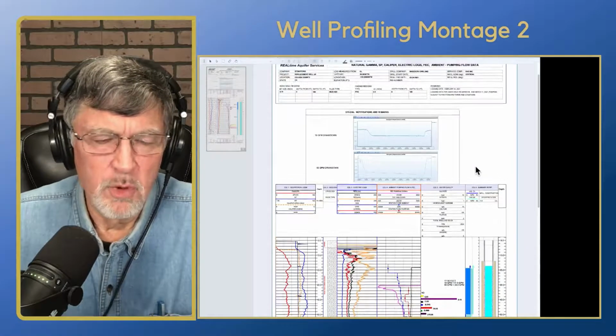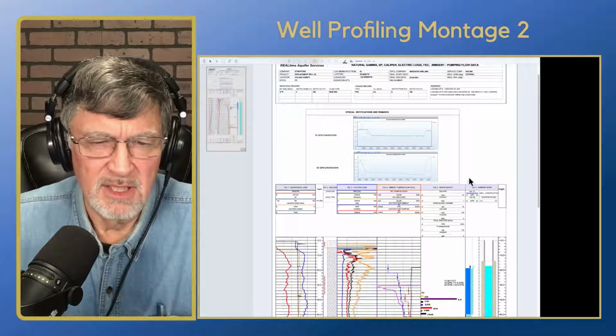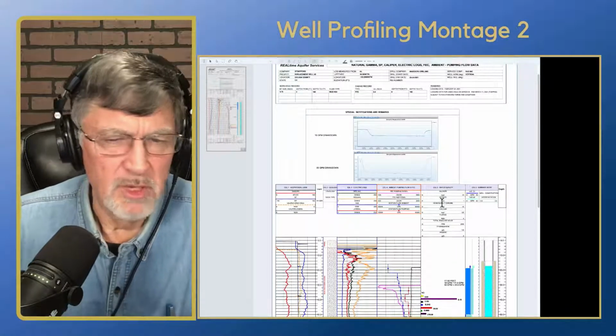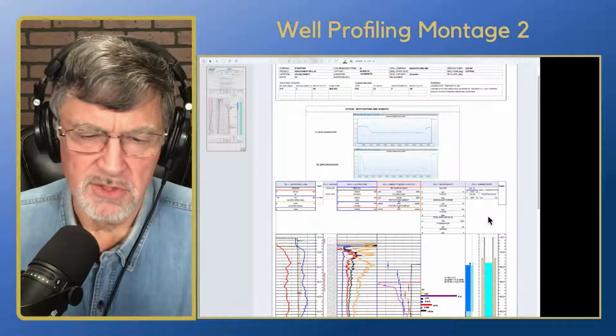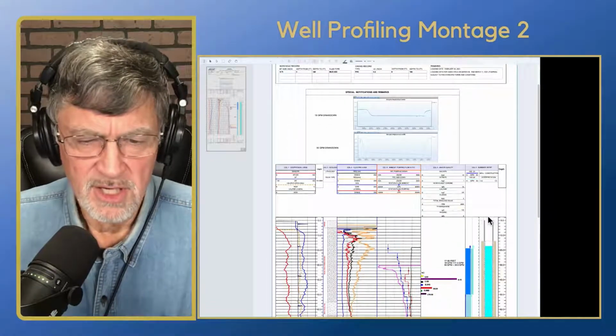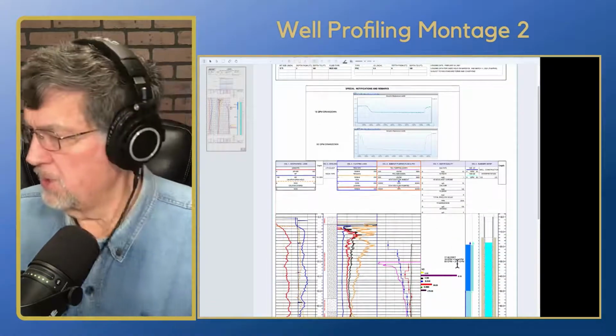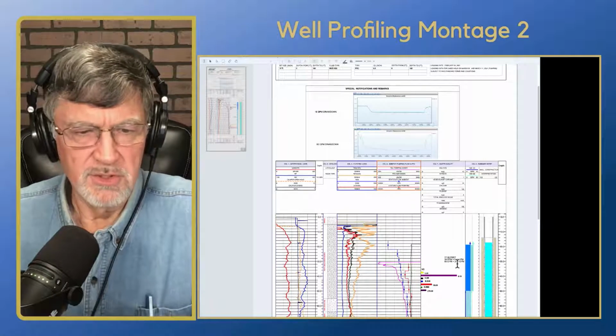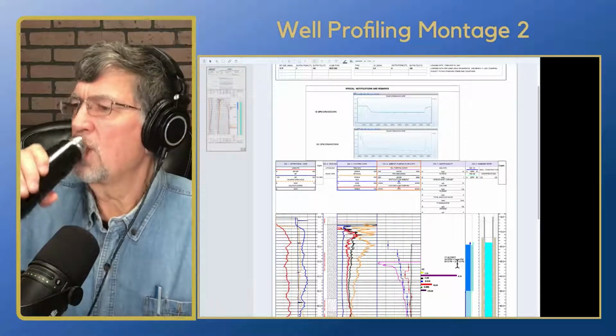We really didn't run quite as much. We ran ambient and pumping flow. We have our electrical logs, and then our well construction summary is here. And then we ran a lot more water quality data here. So this is really what this is looking at.